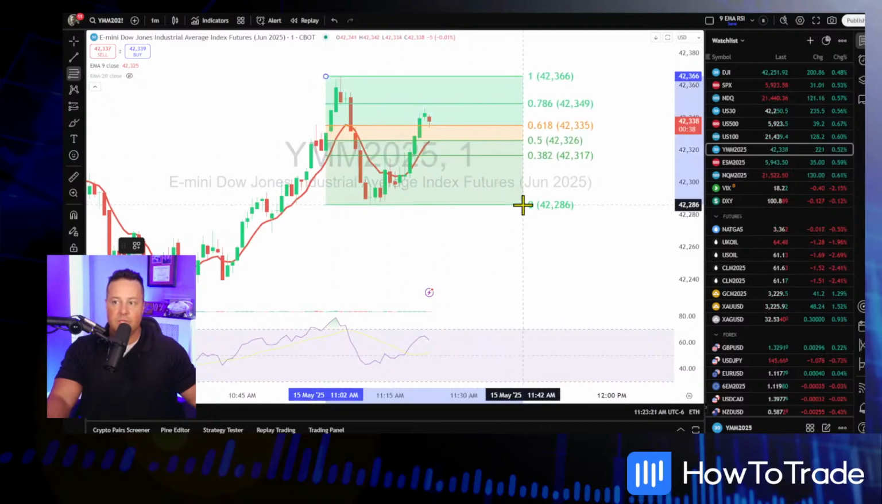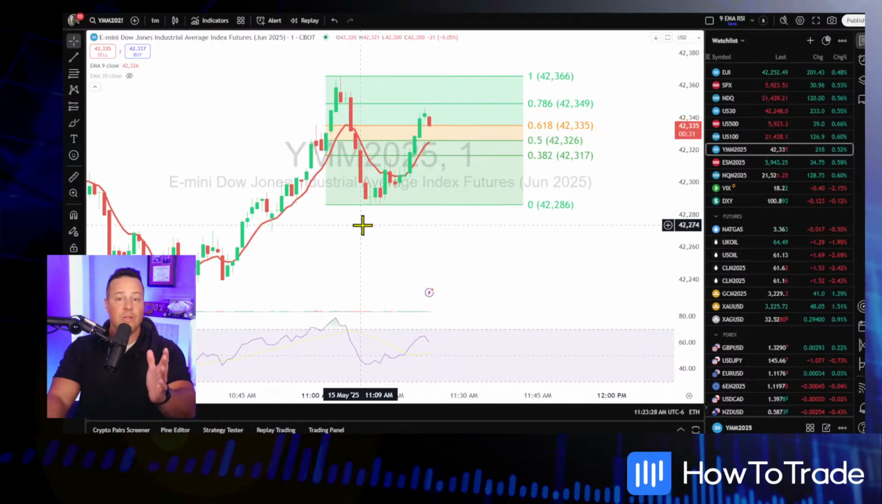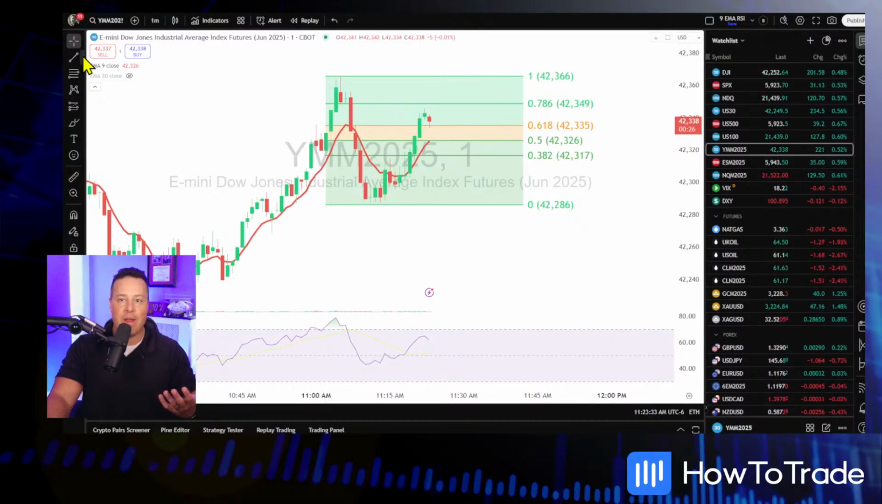That would be your sequence. Keep it very simple, drawing Fibonacci's. Swing highs, clear-cut swing highs, clear-cut swing lows. If you can't tell, then don't do it. So could you do this? Theoretically, you could take this trade.